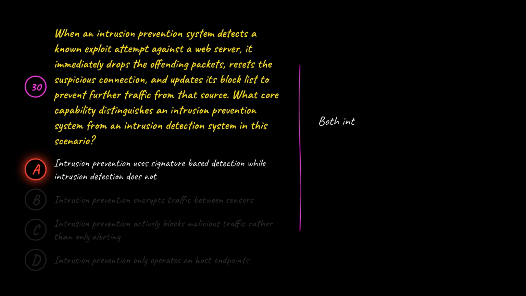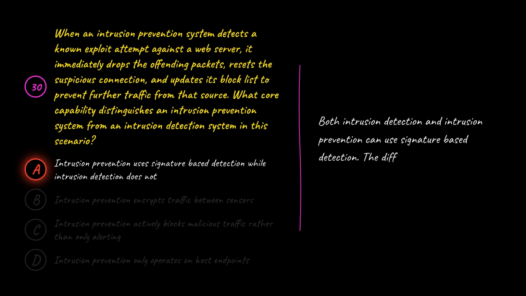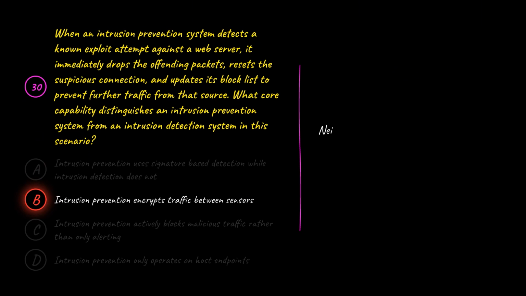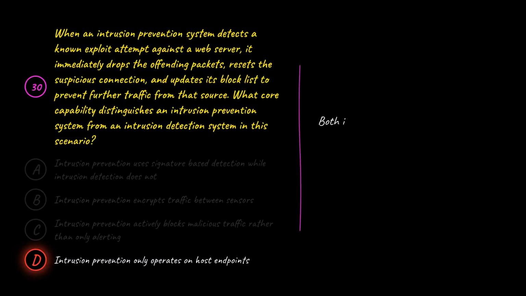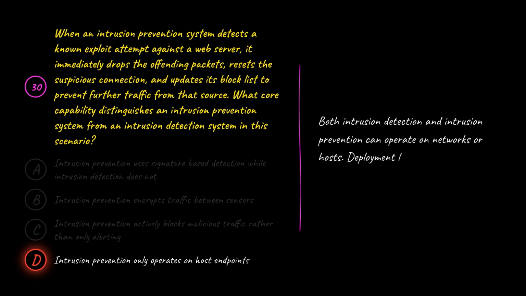A is wrong because both intrusion detection and intrusion prevention can use signature-based detection. The difference is response, not detection method. B is wrong because neither intrusion detection nor intrusion prevention is defined by traffic encryption between sensors. D is wrong because both intrusion detection and intrusion prevention can operate on networks or hosts. Deployment location does not distinguish them.